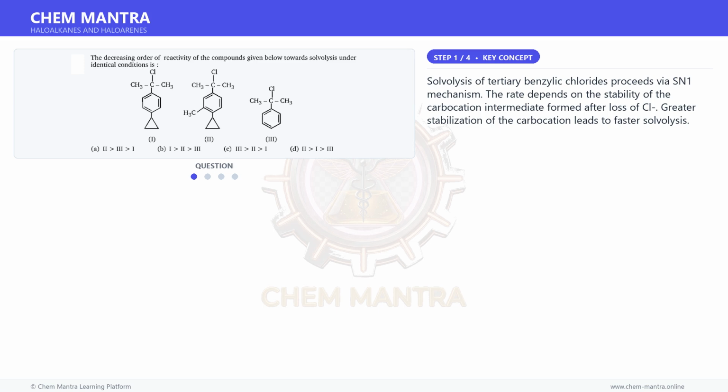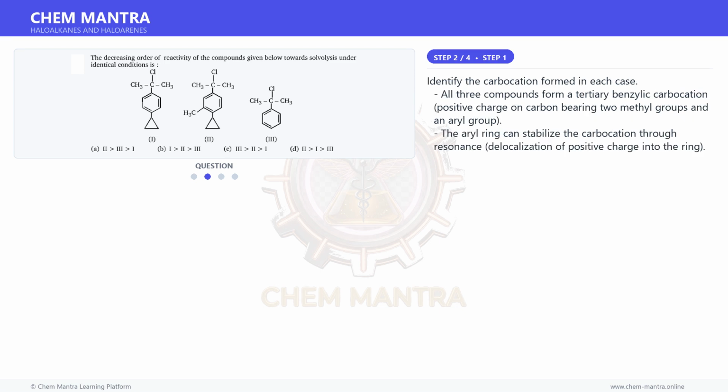Solvolysis of tertiary benzylic chlorides proceeds via SN1 mechanism. The rate depends on the stability of the carbocation intermediate formed after loss of Cl. Greater stabilization of the carbocation leads to faster solvolysis.